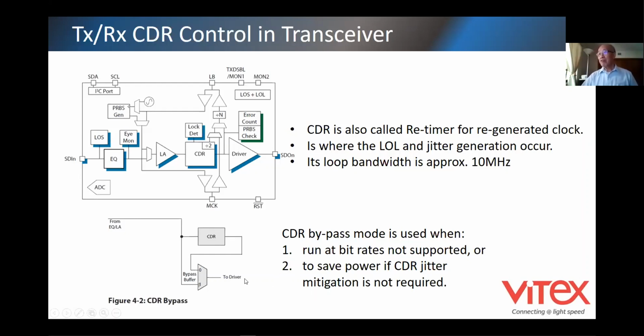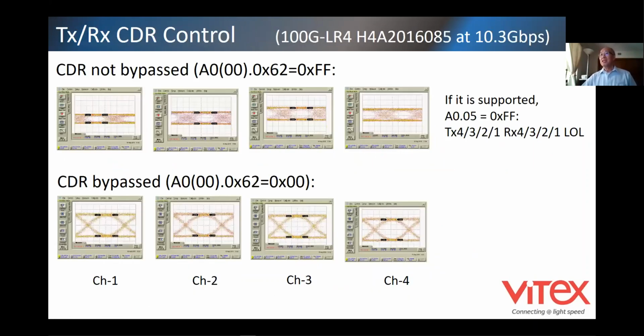The second function of CDR bypass is to save power, because usually people use this configuration with 4 CDRs for the module. So you can imagine shutting down a CDR saves a lot of power. Usually that's what the customer would request. So let me jump onto the CDR.